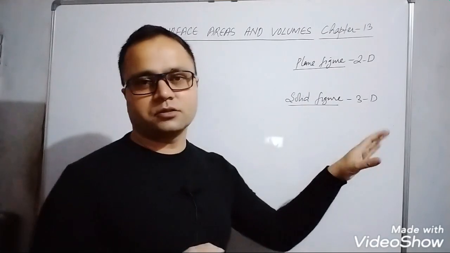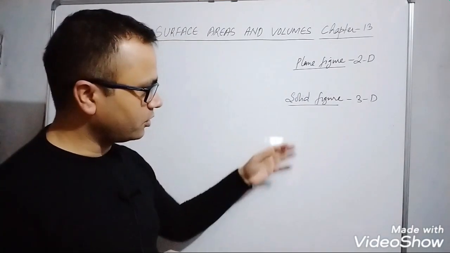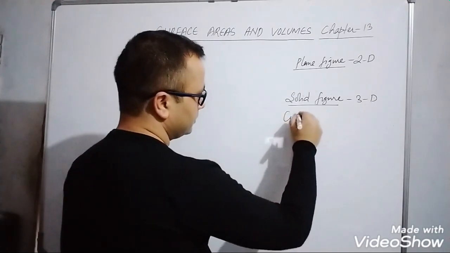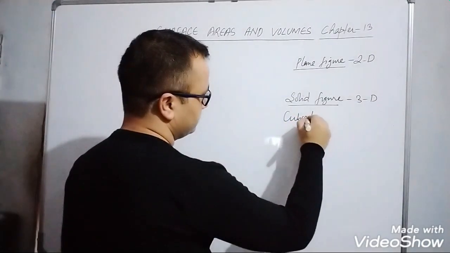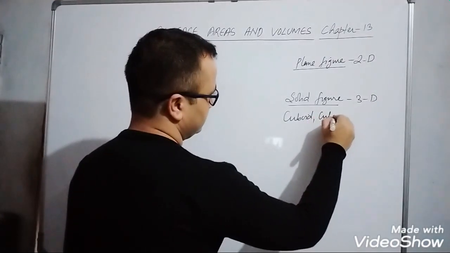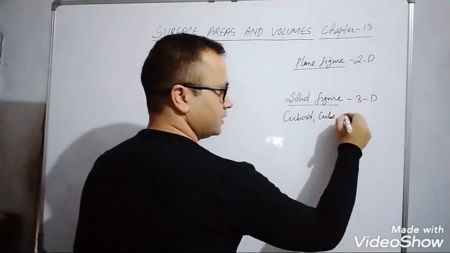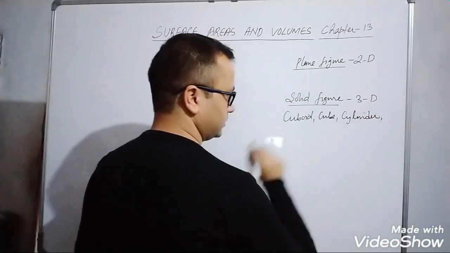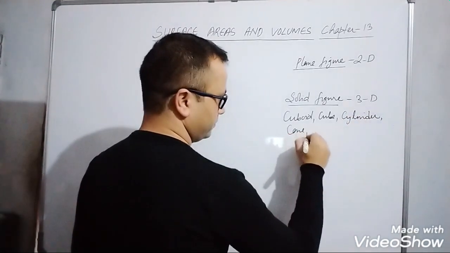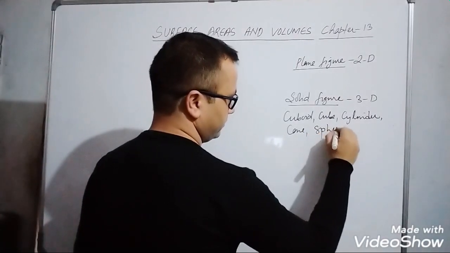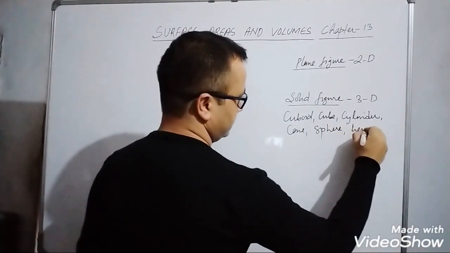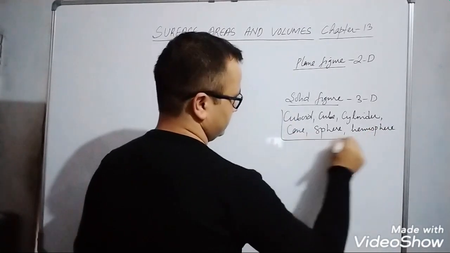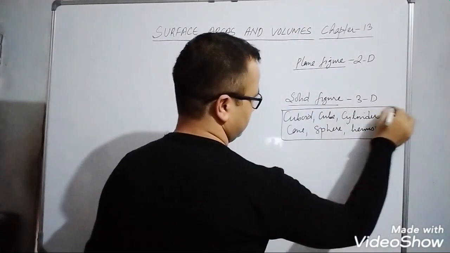So what are solid figures? Solid figures are cube, cuboid, cylinder, cone, sphere, hemisphere. These all are solid figures.